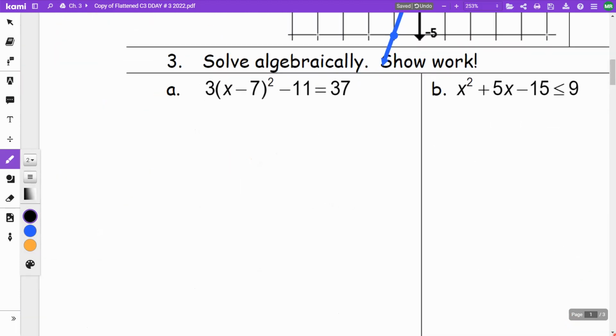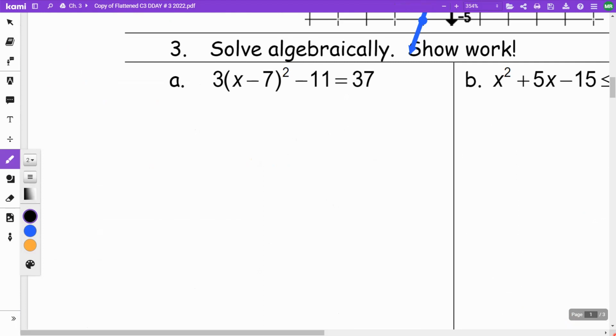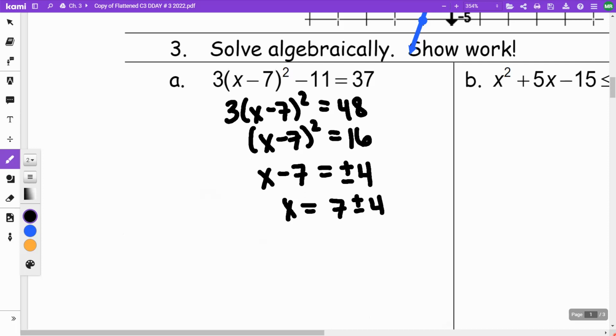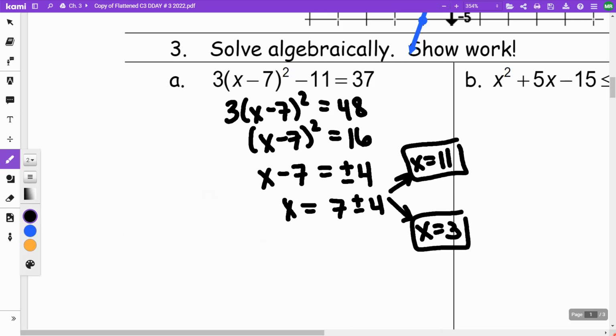Okay, on 3A, I'm solving this. So I'm going to add 11 to both sides, and so I'm going to get a 48. I'm going to divide by 3. I get a 16. I'm going to square root, and when I square root, I get a positive and a negative. So I'm going to have a 7 plus or minus 4. So that means 7 plus 4 is 11, 7 minus 4 is 3. Those are my two solutions.